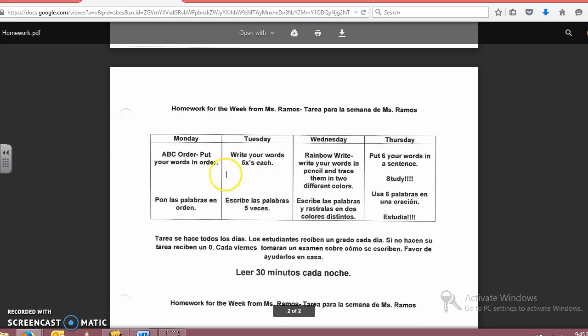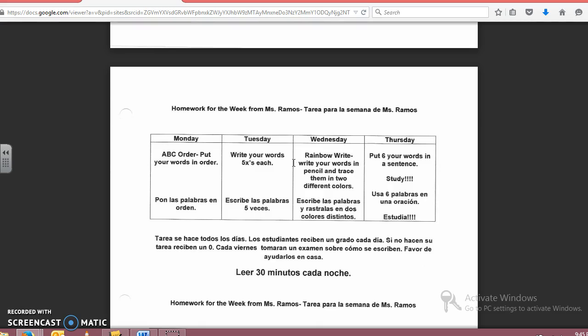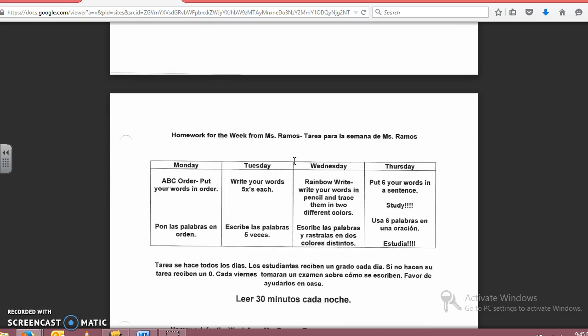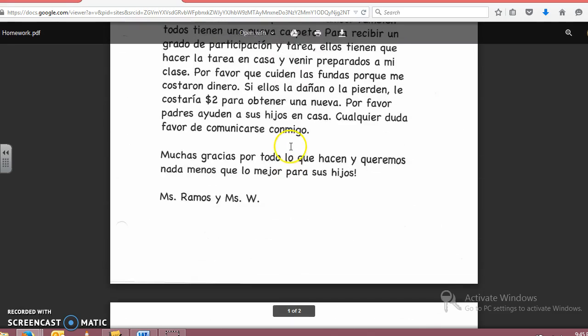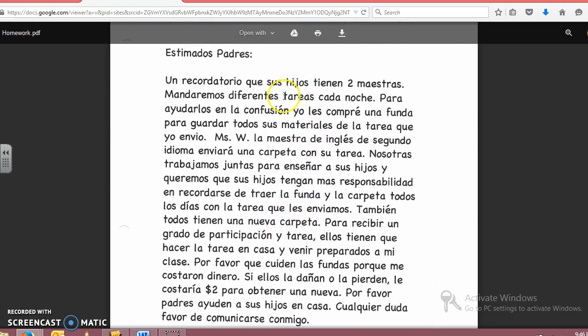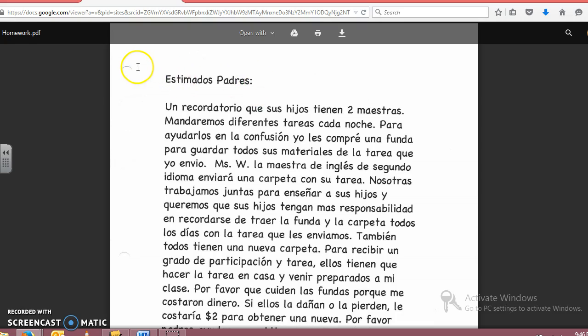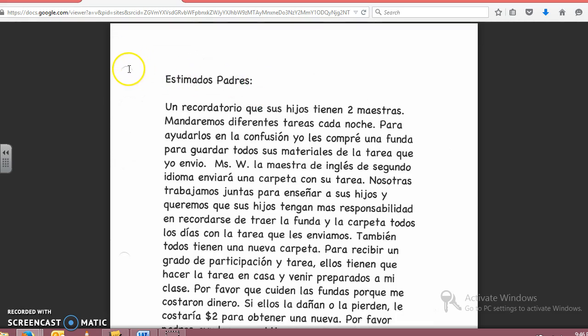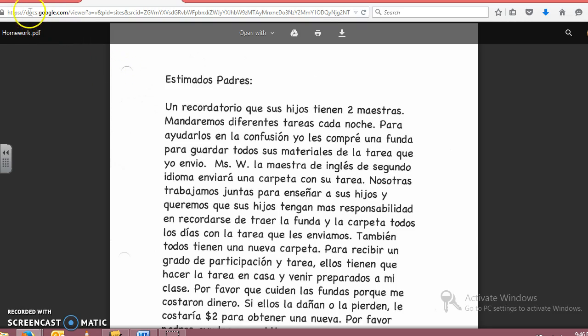As you can see here, it is written in both languages. This is taped to the folder that I have bought for them. This plus a notebook goes inside of the bag. So each and every one of them knows that Miss Ramos' homework goes in the bag. The letter states what I have done and how parents need to understand that the students need to respect the materials. If not, they will be held responsible.